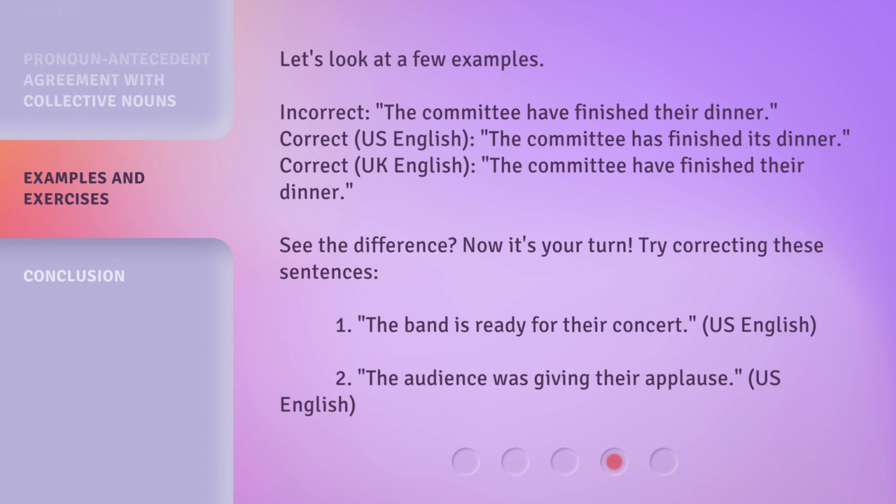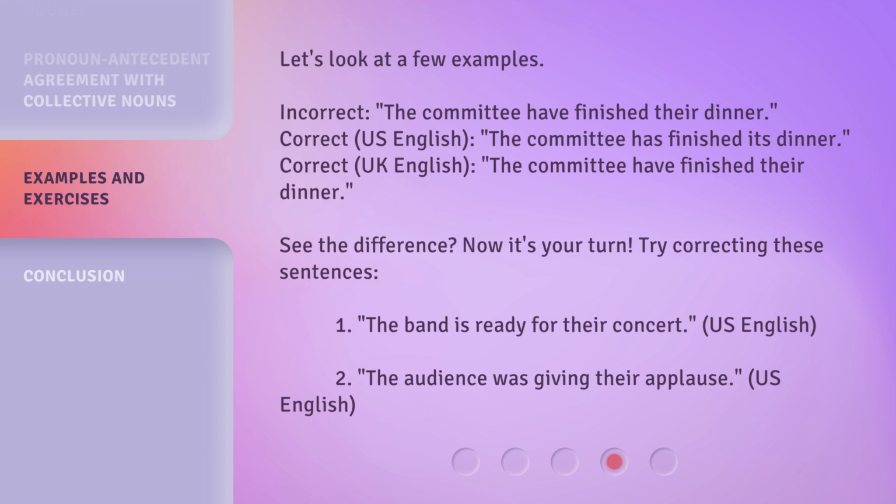Let's look at a few examples. Incorrect: The committee have finished their dinner. Correct, US English: The committee has finished its dinner. Correct, UK English: The committee have finished their dinner. See the difference? Now it's your turn.